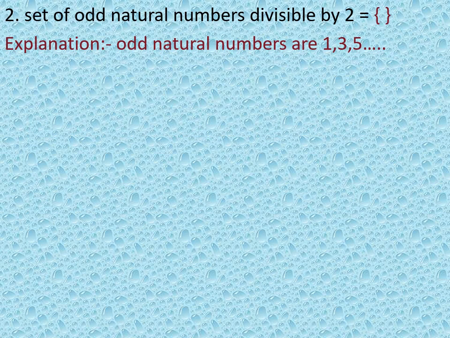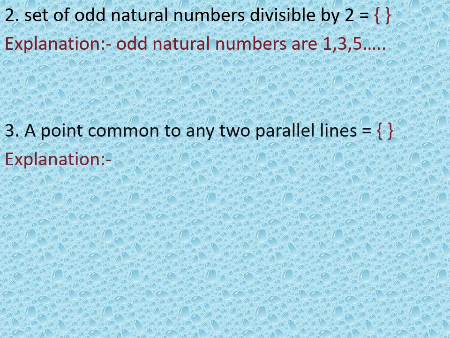Set of odd natural numbers divisible by 2. There is no odd natural number which is divisible by 2. Odd natural numbers are 1, 3, 5, which are not divisible by 2. Therefore it is also an empty set. A point common to any two parallel lines. Between two parallel lines there is no common point. So this set is also an empty set.